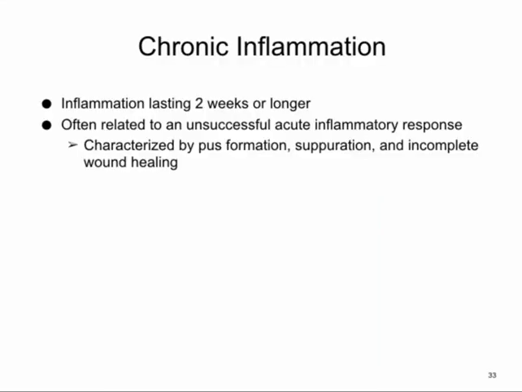Chronic inflammation obviously is 2 weeks or longer, so it's chronic. And it's usually related to an unsuccessful acute inflammatory response. So there's just not well control there, essentially. But this, obviously, when you think about like a local level, can affect wound healing when you're thinking about like an injury to the tissue. And that's really when you get incomplete wound healing or granuloma formation or scar tissue formation in that area, essentially.